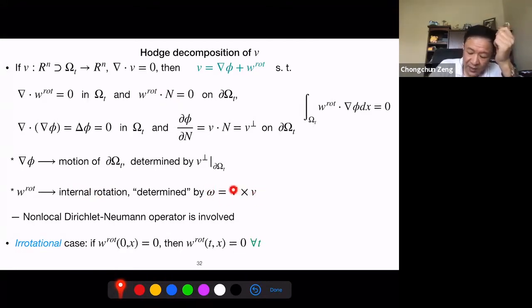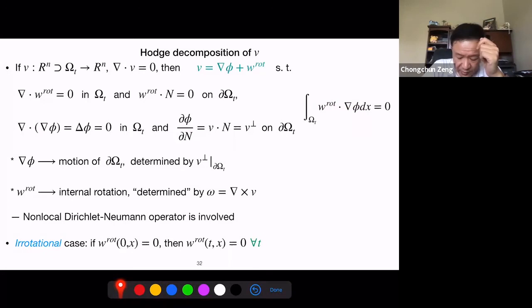And the other part, the gradient part, it's also divergence free. So it means that the potential function is a harmonic function. And its normal component is exactly the original normal component. So this part is only responsible for the motion of the domain, and it has nothing to do with internal rotation. And this is an orthogonal decomposition in the L2 metric. So this can be done following the standard Hodge decomposition procedure.